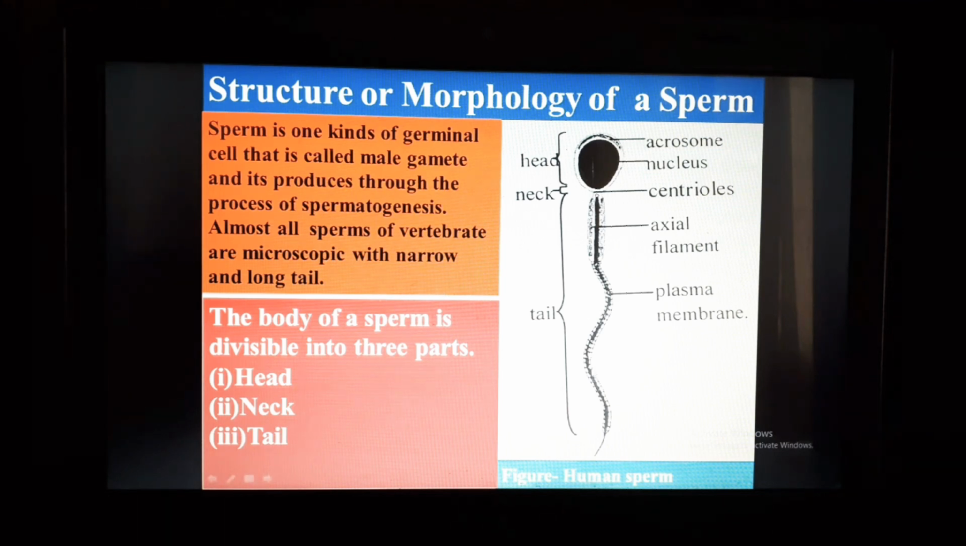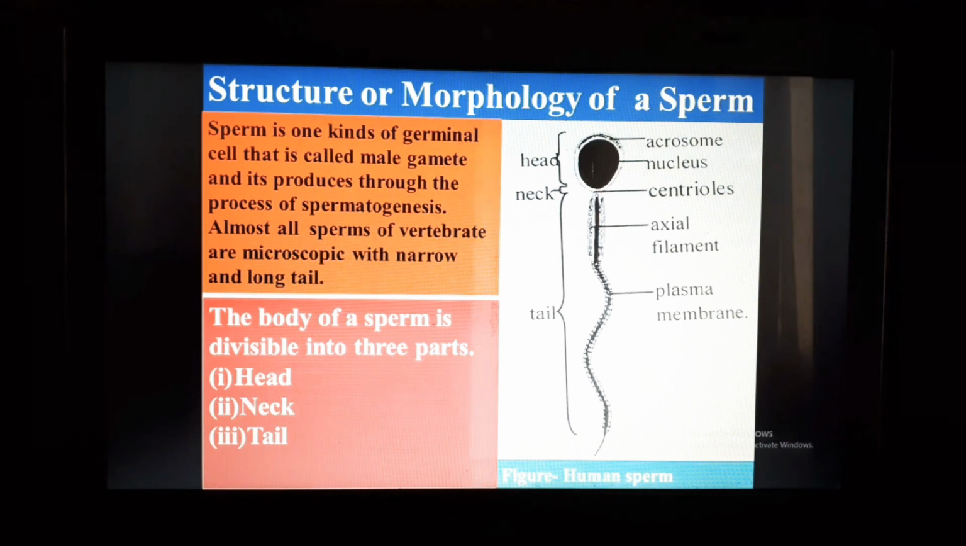The axial filament core with many mitochondria spiraled around it forms the middle piece of the sperm. Here, the plasma membrane is present: the terminal axial filament of the tail or body of the sperm is covered with a membrane called the plasma membrane. So dear students, this is all about the structure of sperm.